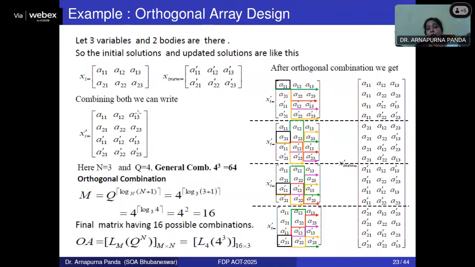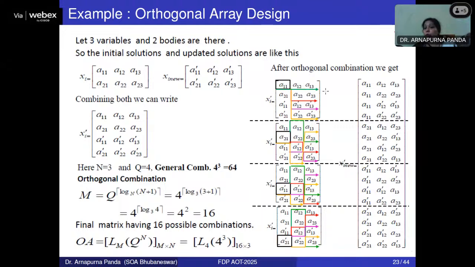But it is too difficult to calculate from the 64 combinations which 4 or 5 combinations are best for the next iteration. For that reason, we have to find the orthogonal combination, and from these 64 combinations, find the best 16 combinations by using the orthogonal combination. So these 16 combinations are the best, and we have to find the fitness value of the 16 combinations. How are we finding the 16 combinations?